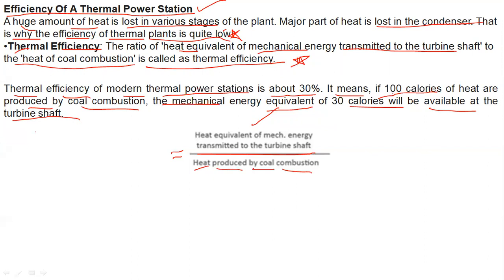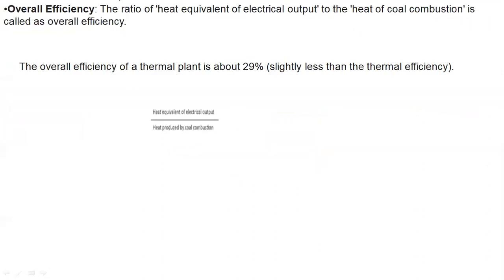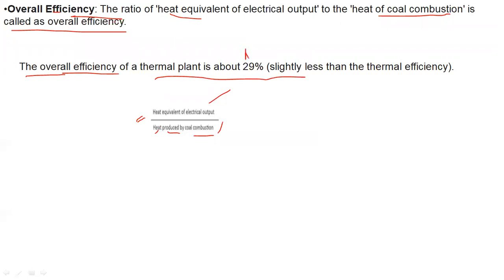Overall efficiency. The ratio of heat equivalent of electrical output to the heat of coal combustion is called the overall efficiency. Overall efficiency is equal to heat equivalent of electrical output divided by heat produced by the coal consumption. The overall efficiency of the thermal plant is about 29% only, that is slightly less than the thermal efficiency.